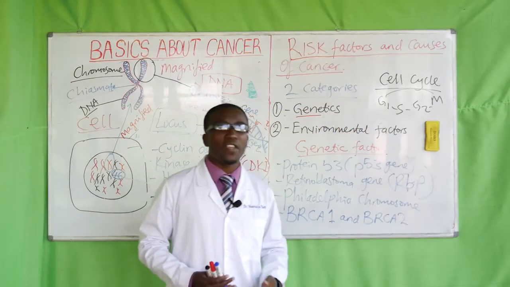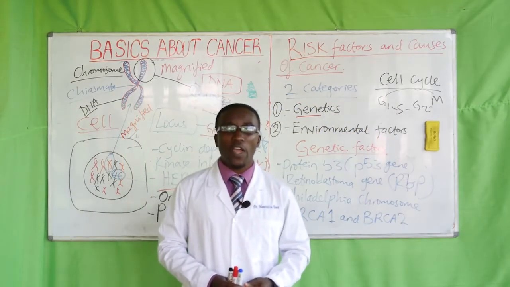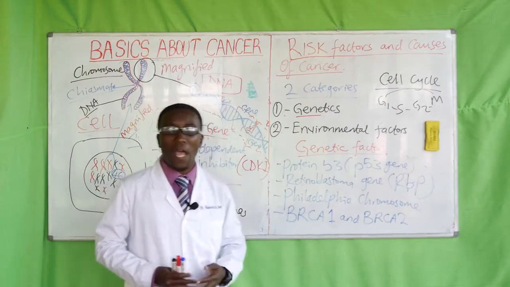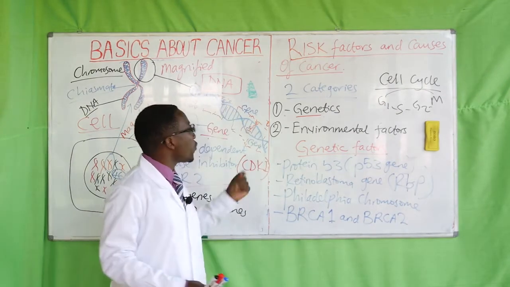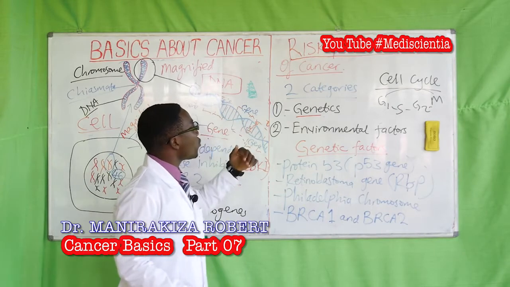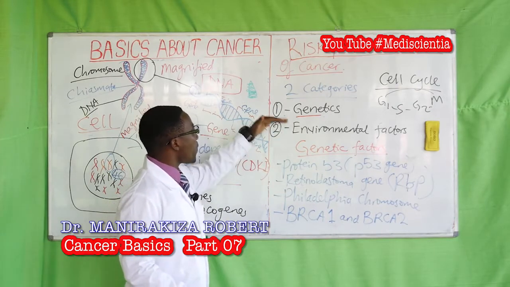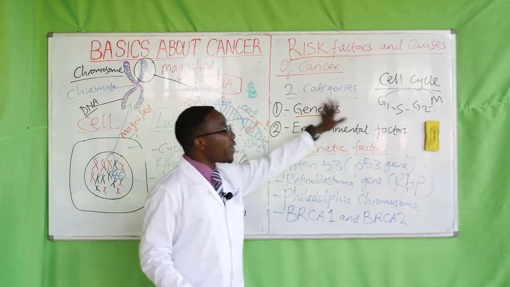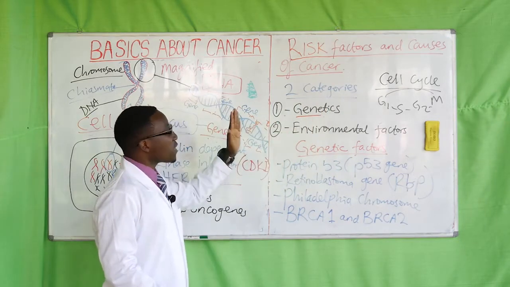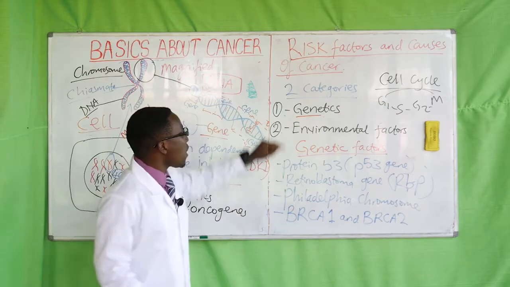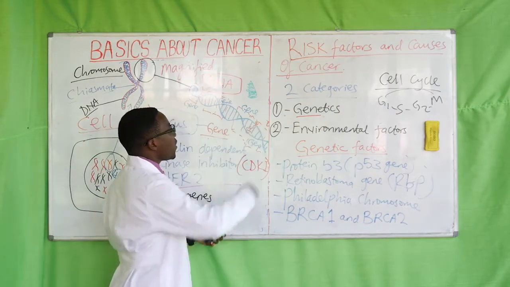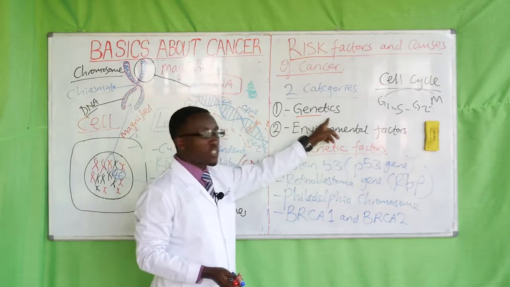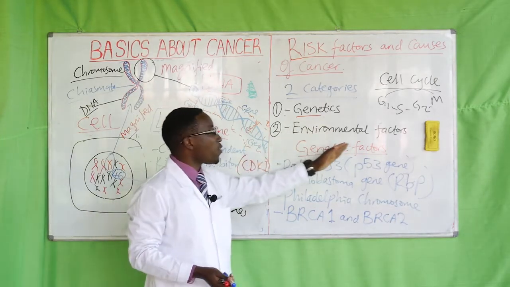Like I said in the previous sub-chapter, when I was trying to explain the causes and the risk factors in relation to cancer, we are going to first analyze these two major categories. The risk factors and the causes fall within these two categories. Number one, we have genetics, and two, we have the environmental factors.